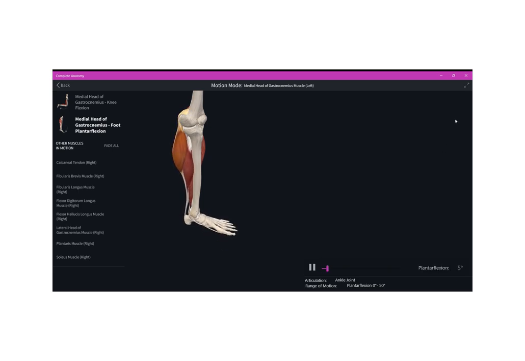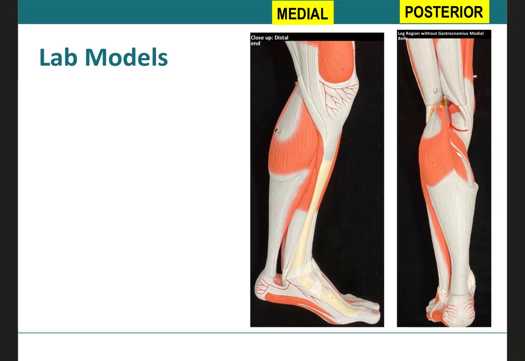So ballerina steps. In the lab model, we can see the gastrocnemius, which is the most superficial muscle. It continues as the calcaneal tendon. If we remove part of the gastrocnemius, we can see the soleus underneath, right over here. And here, this white line over here is part of the plantaris. There will be a better image of the plantaris when you watch the videos for the muscles in the lab.